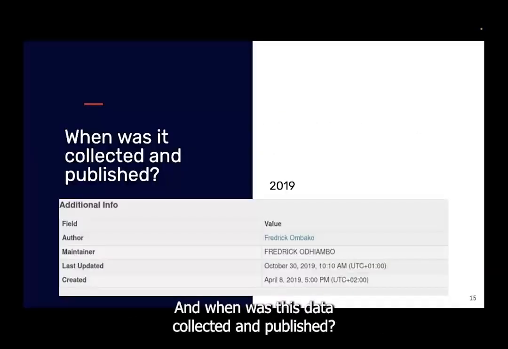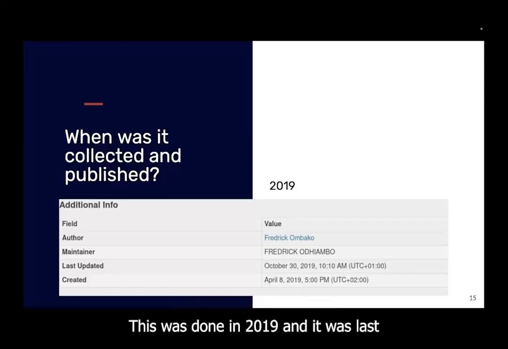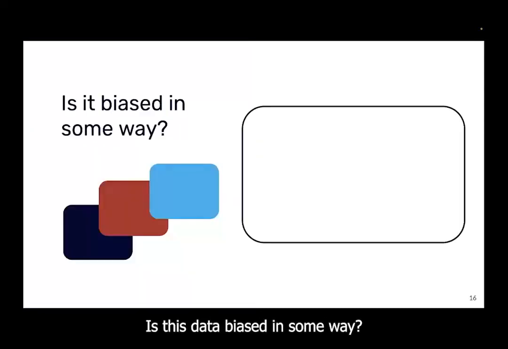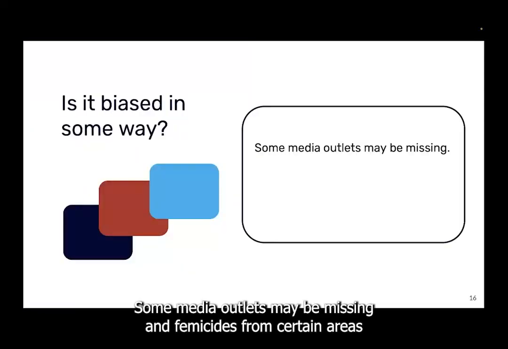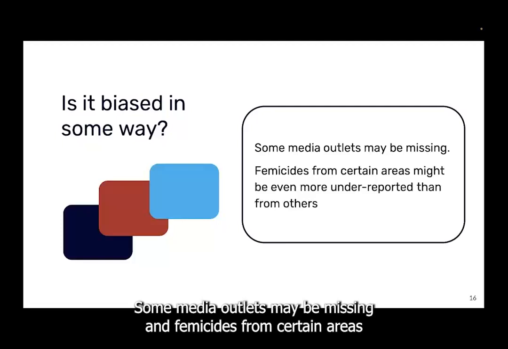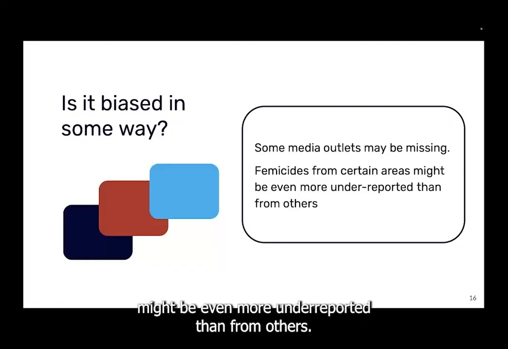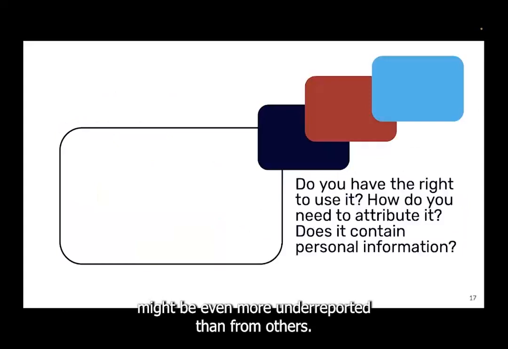And when was this data collected and published? This was done in 2019, and it was last updated on October 30th, 2019. Is this data biased in some way? Some media outlets may be missing, and femicides from certain areas might be even more underreported than from others.